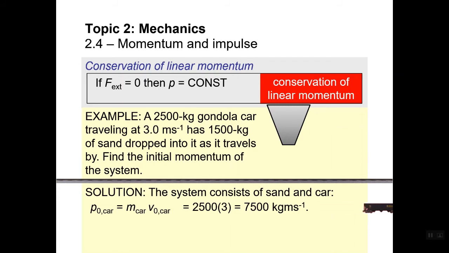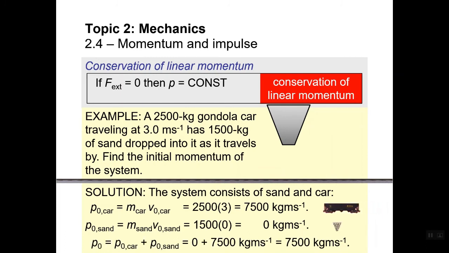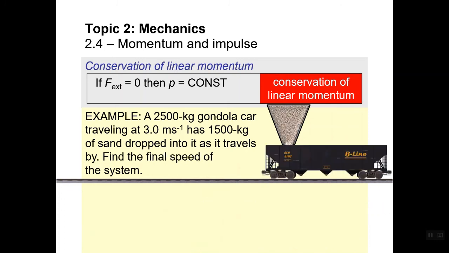Now let's take a look at the initial momentum of the sand. That is mass of the sand times initial velocity of the sand. Initially, the sand is stationary. Initial momentum of the sand is 0 kilogram meters per second. So the initial momentum of the system equals initial momentum of the car plus the initial momentum of the sand. The initial momentum of the sand is 0 plus the initial momentum of the car, 7,500. That gives us 7,500 kilogram meters per second. Find the final speed of the system.